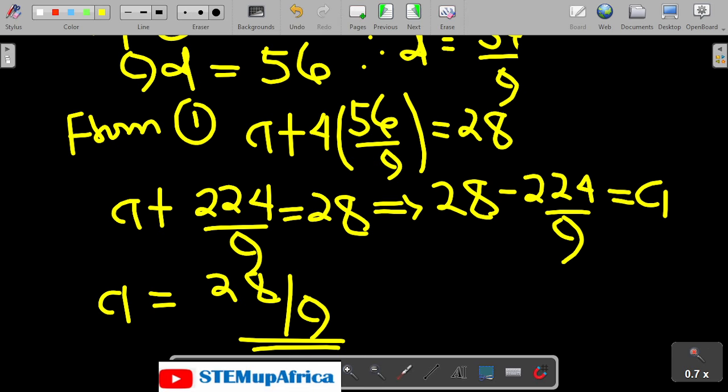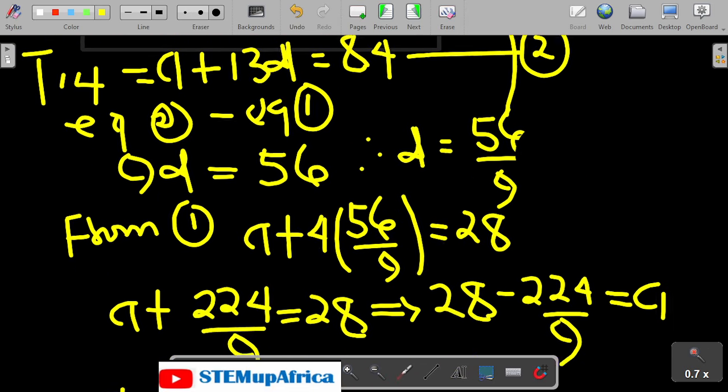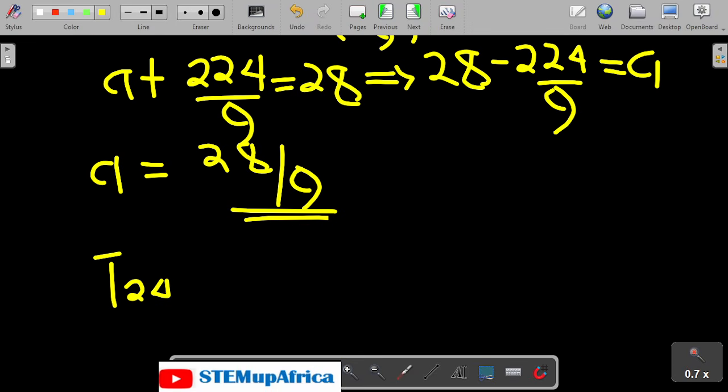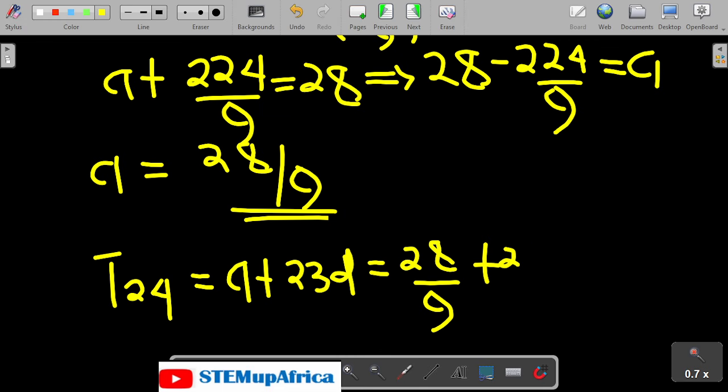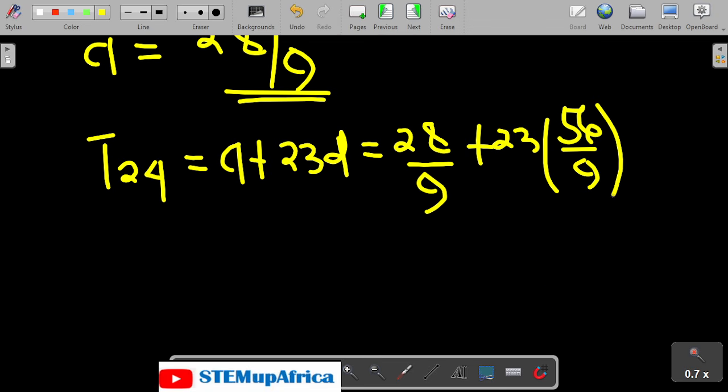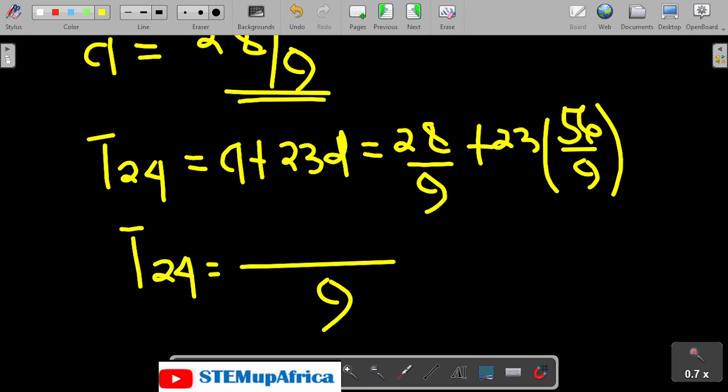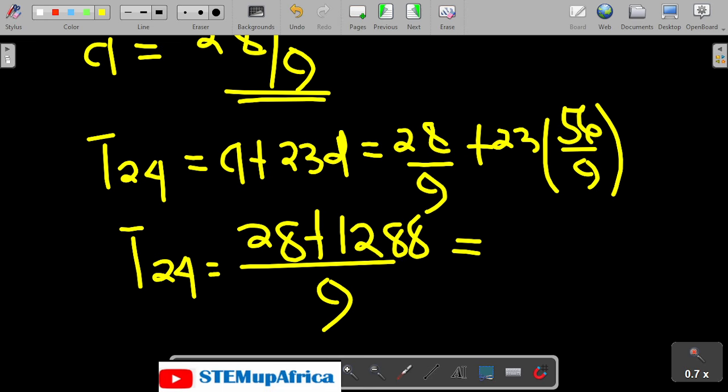So the question says we should find the 24th term. So T24 will give us a plus 23d, which is 28 over 9 plus 23 into 56 over 9. So let's see what we have here. So finally, if you simplify by taking LCM, LCM is 9. So here will give me 28 plus 23 times 56, 1288. If I add 28, it gives me 1316 over 9. Are they divisible? They are not. So just leave your answer as this.